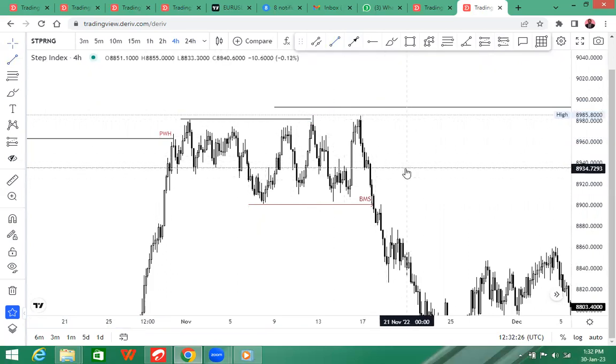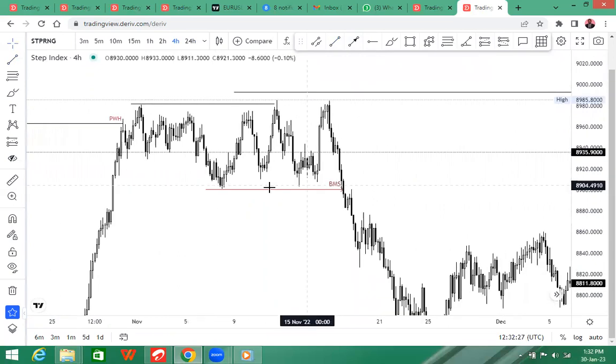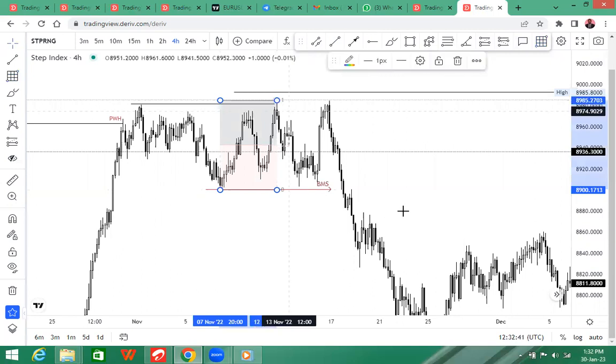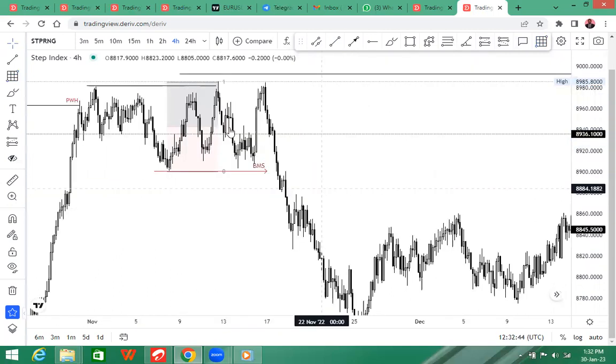When price took out this structure, price really never came back there. This was the break in market structure. Price has not come back there. So what do I do? I'm going to wait for price in all of this move before this rally down. 50% of all of this move. So this is 50% of the move.